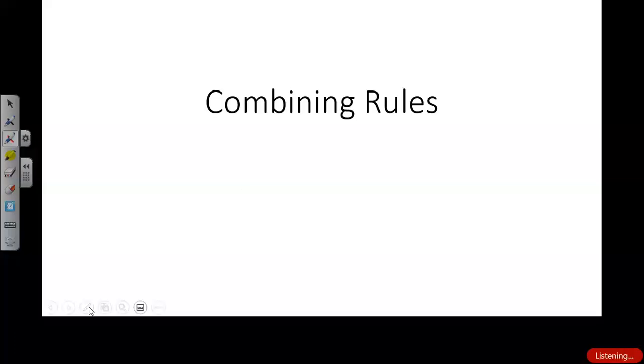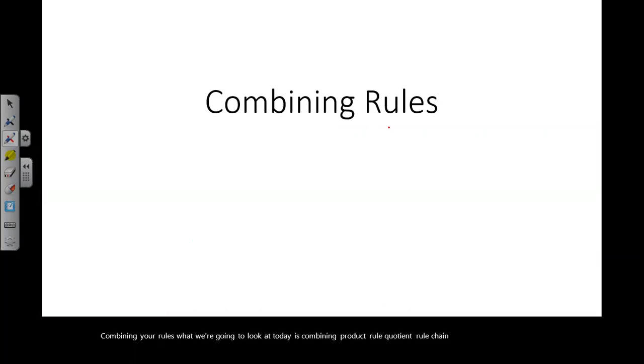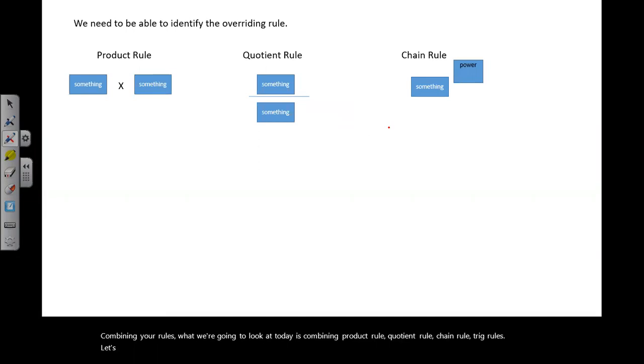Combining your rules. What we're going to look at today is combining product rule, quotient rule, chain rule, trig rules. Let's see how we do. What's important is being able to identify the overriding rule. So the overriding rule is like the main character in a book or the leading actor in a play.